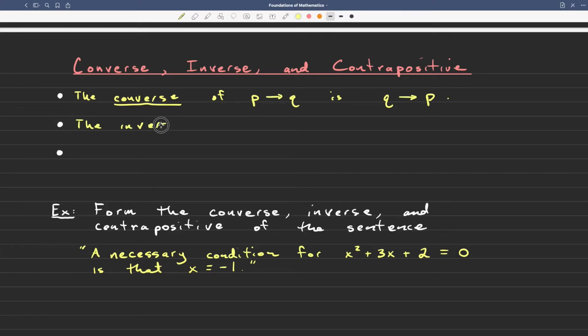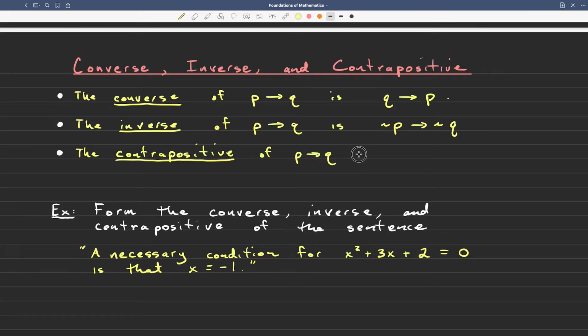The inverse of P implies Q is not P implies not Q. So this is just negating the hypothesis and negating the conclusion and keeping things in the same order though. And then lastly, the contrapositive of P implies Q is not Q implies not P. If not Q, then not P. So here you're reversing the order and negating everything.